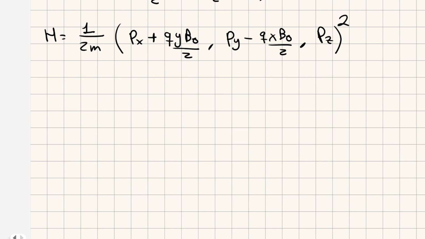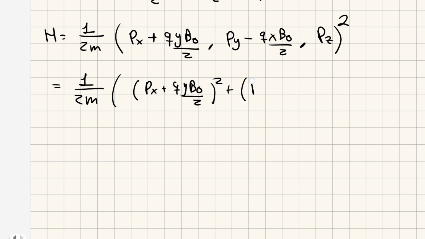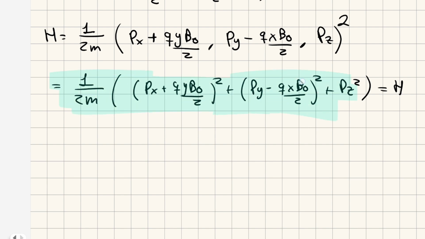Okay, so after doing this, we can just take the components squared like this. It will be 1 divided by 2m, and then this quantity (px + q y b0 / 2) squared, plus (py - q x b0 / 2) squared, and then plus pz squared. So with this, we have an expression for the Hamiltonian of a charged particle that is moving under the influence of a uniform magnetic field.